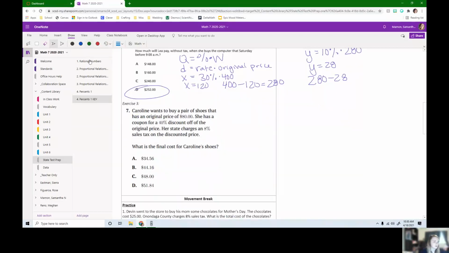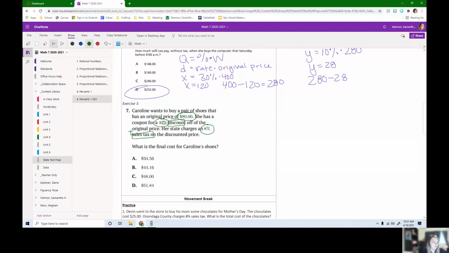Last one we're going to do together. Caroline wants to buy a pair of shoes that has an original price of $80. She has a coupon for a 40% discount off of the original price. Her state charges an 8% sales tax on the discounted price. What is the final cost for Caroline's shoes? So we have a discount that's taken off and then sales tax that's added on. So pause the video and see if you can do this one on your own.